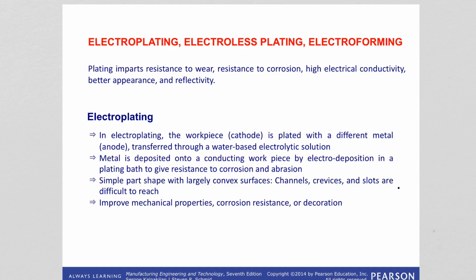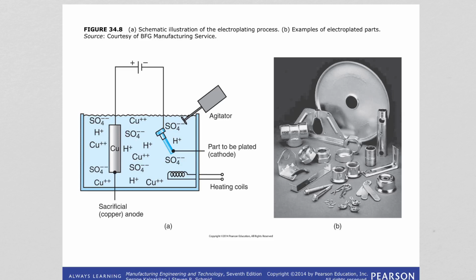In this one, you have a workpiece as cathode that is plated with a different metal, which is going to be your anode metal. This is transferred through a water-based electrolyte solution. If you take a look at the image here, the illustration of the electroplating process, you see you have your part to be plated, that is the cathode right there. And we want to coat this with copper, and copper is going to be the anode, which is going to dissolve into the solution.